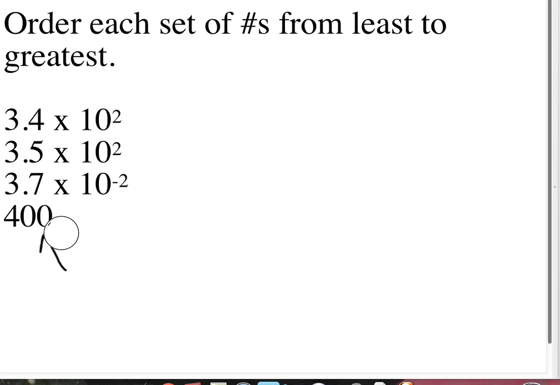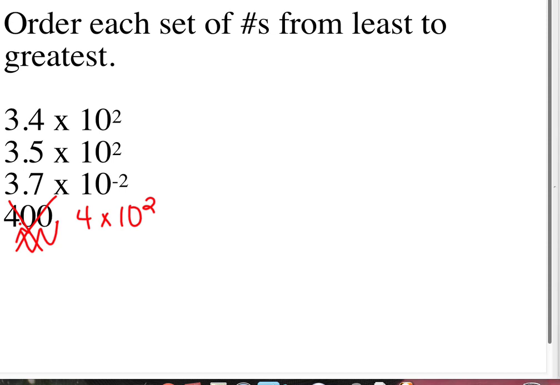So 400 in scientific notation. Where's the decimal now? There. Where should it be? There. How many jumps? 2. Positive 2, right? Because it wasn't a microscopically small number. Now that you've got everybody written in scientific form, you can put them in order from smallest to greatest.